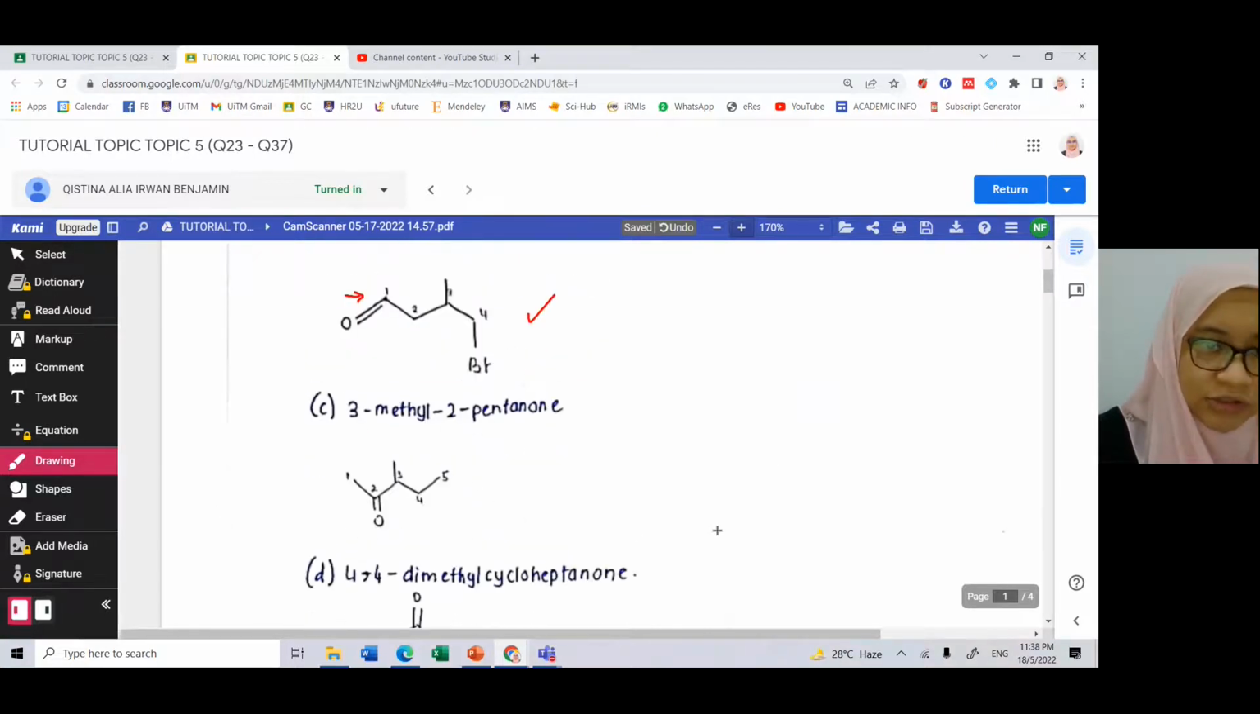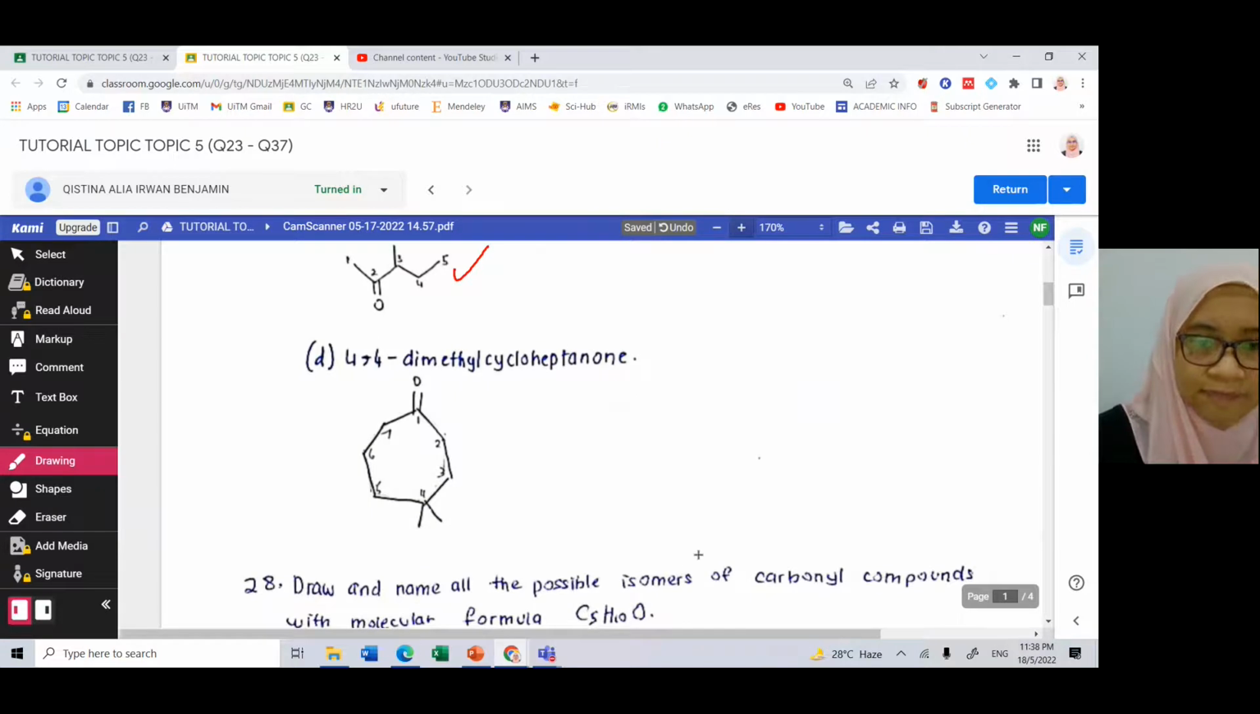Then C, 3-methyl-2-pentanone. We have 5 carbons there, and it is a ketone. That means the carbonyl group is located between two carbons, and the carbonyl is located at carbon number 2 in the parent chain. So 1, 2, 3, 4, 5. At carbon number 2 we have the carbonyl group, and at carbon number 3 we have a methyl group. So, correct.